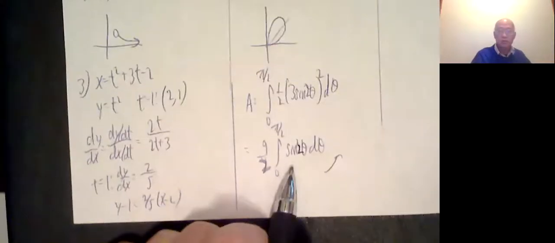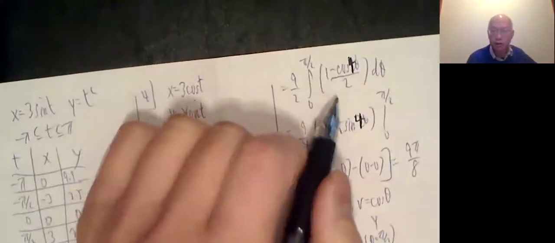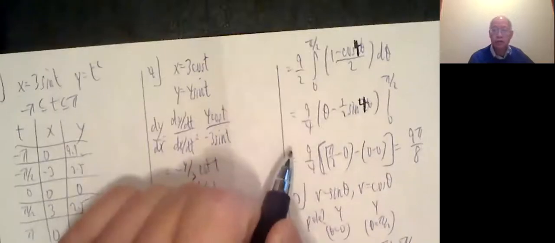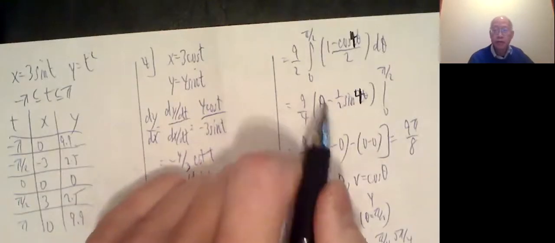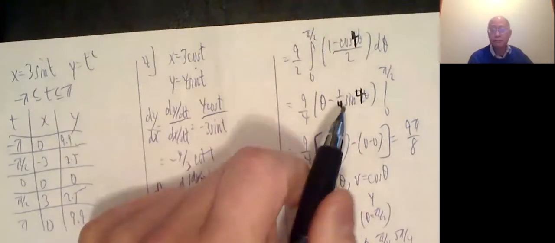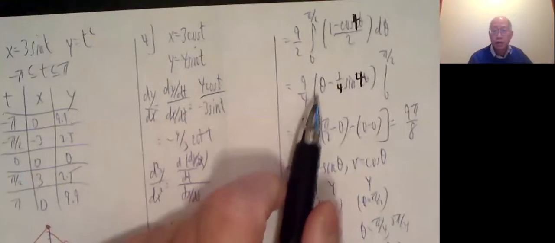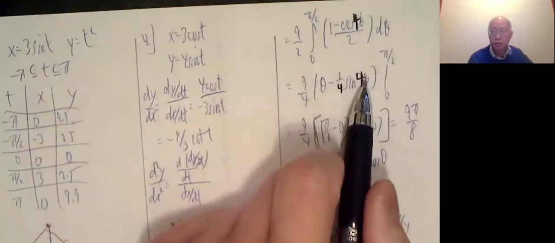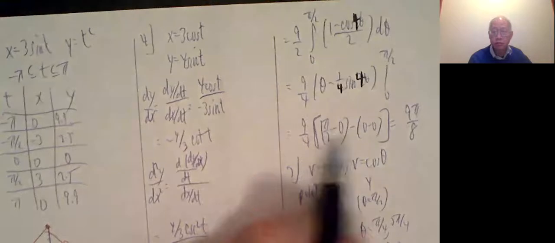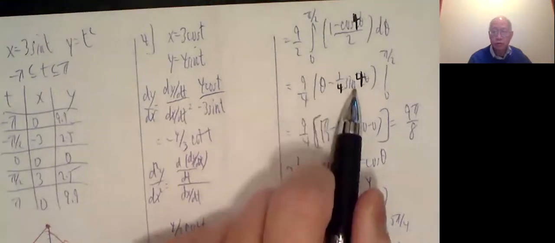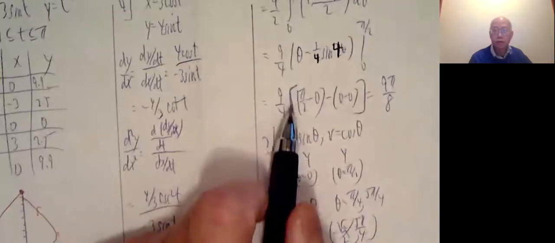So this was sine squared of 2 theta. So 1 minus cosine of 4 theta over 2. Bring that 2 with that 2, that's 9/4. Integral is theta minus 1/4 sine of 4 theta. I messed up, but fortunately, it's all going to be 0 anyway. So plug in pi over 2. That's pi over 2. Plug in pi over 2. Sine of 2 pi is 0. Minus plug in 0. That's 0, 0, 0. So 9/4 times pi over 2, 9 pi over 8.